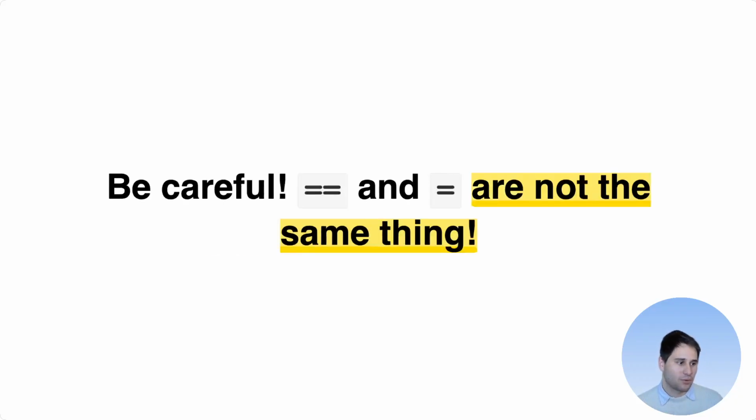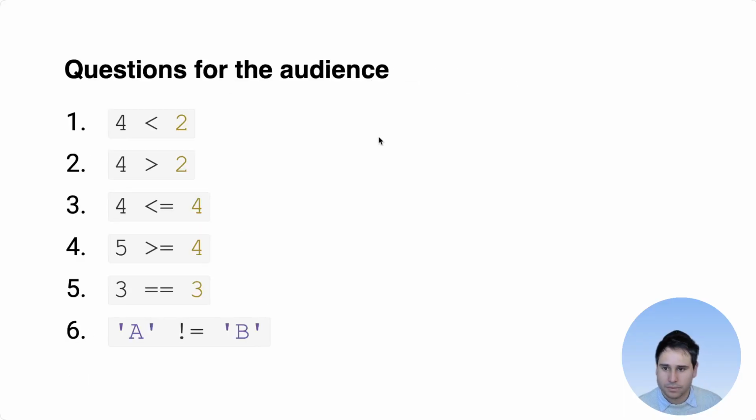Here's a warning for you. Double equals and equals are not the same thing. One equals symbol is the assignment operator, so that puts the value on the right in the variable on the left. But double equals is asking a Boolean question: are the left and the right the same? Sometimes people get confused because obviously they're quite similar.